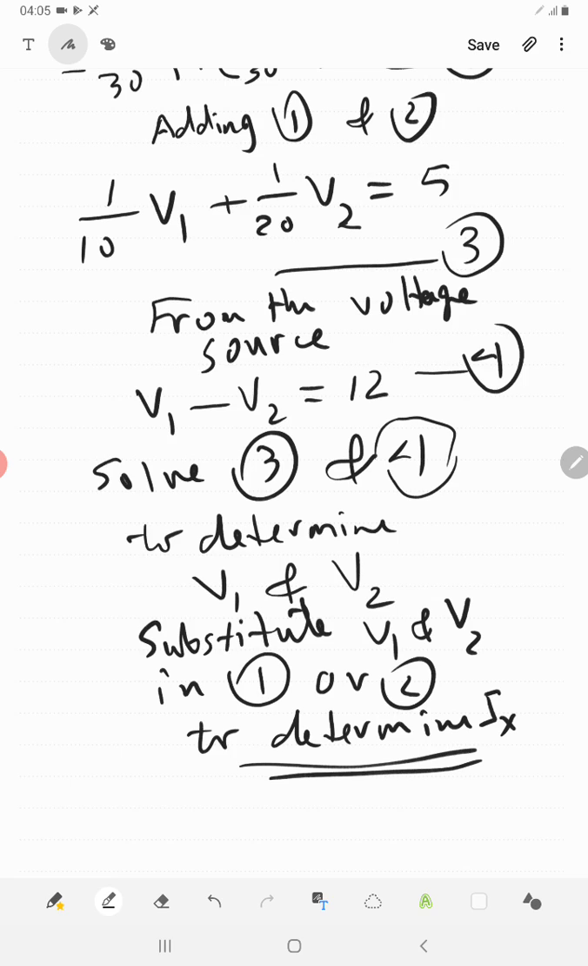So I will end this video here. You now know mesh analysis and nodal analysis, and you can apply them in circuits. I will make a short video later on to demonstrate how we calculate the power supplied by voltage sources and current sources and consumed or dissipated in resistors. Talk to you later.